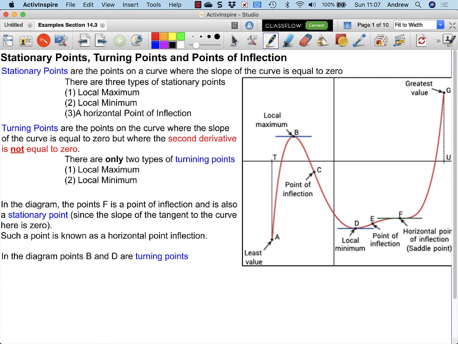This video is looking at finding stationary points and determining what the stationary points are, and also how to find points of inflection. It's very important that you pause the video at this point and copy down all the notes on this page and learn them, and also copy or screenshot and print out the diagram on the right hand side.